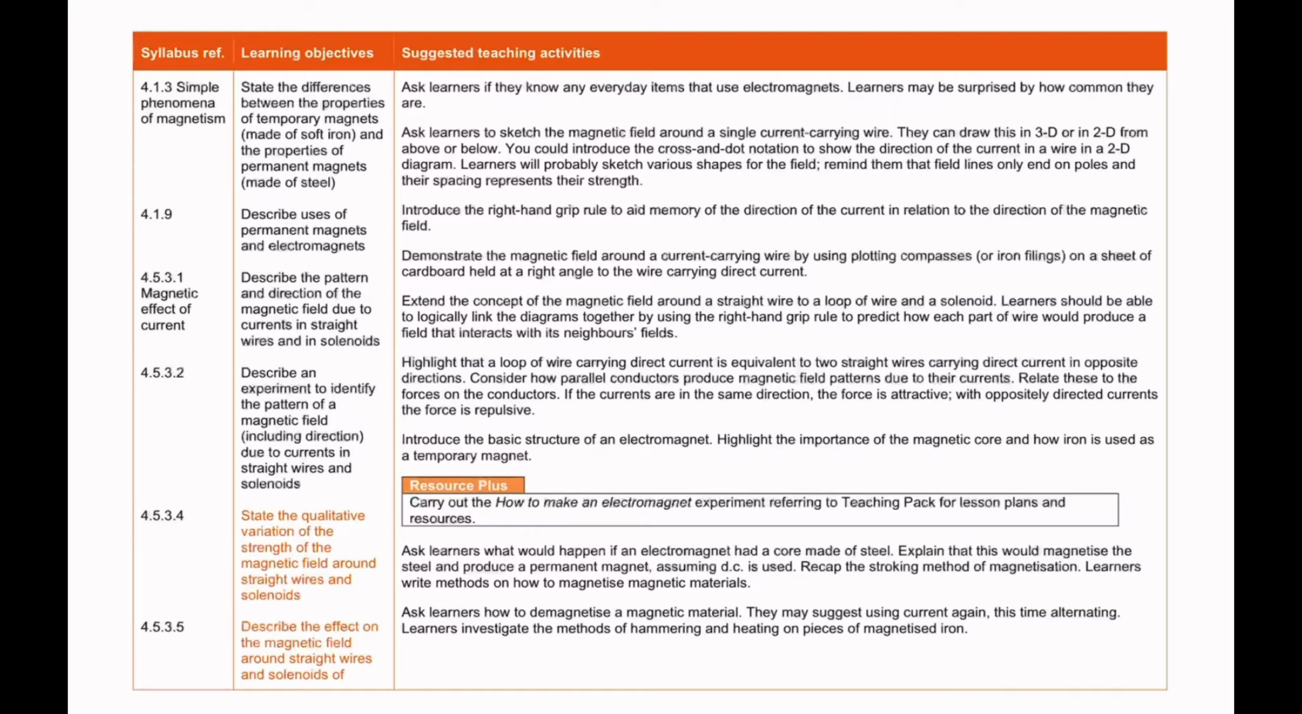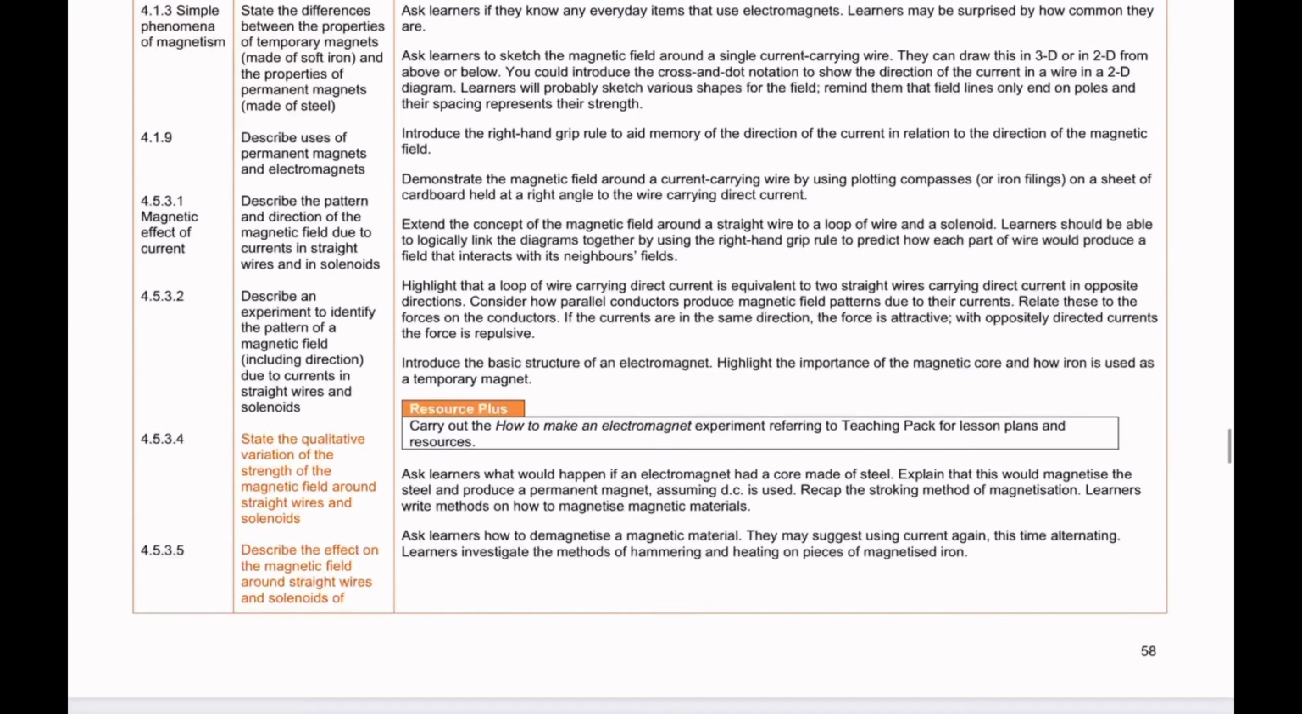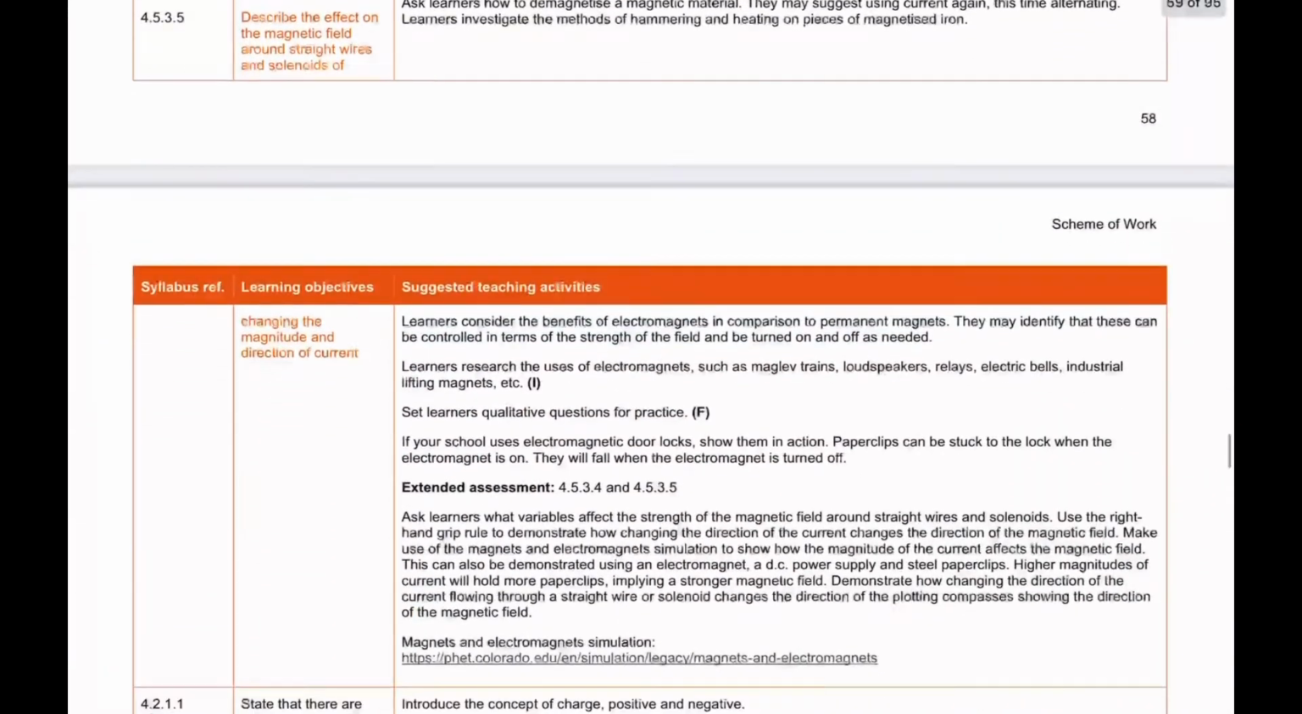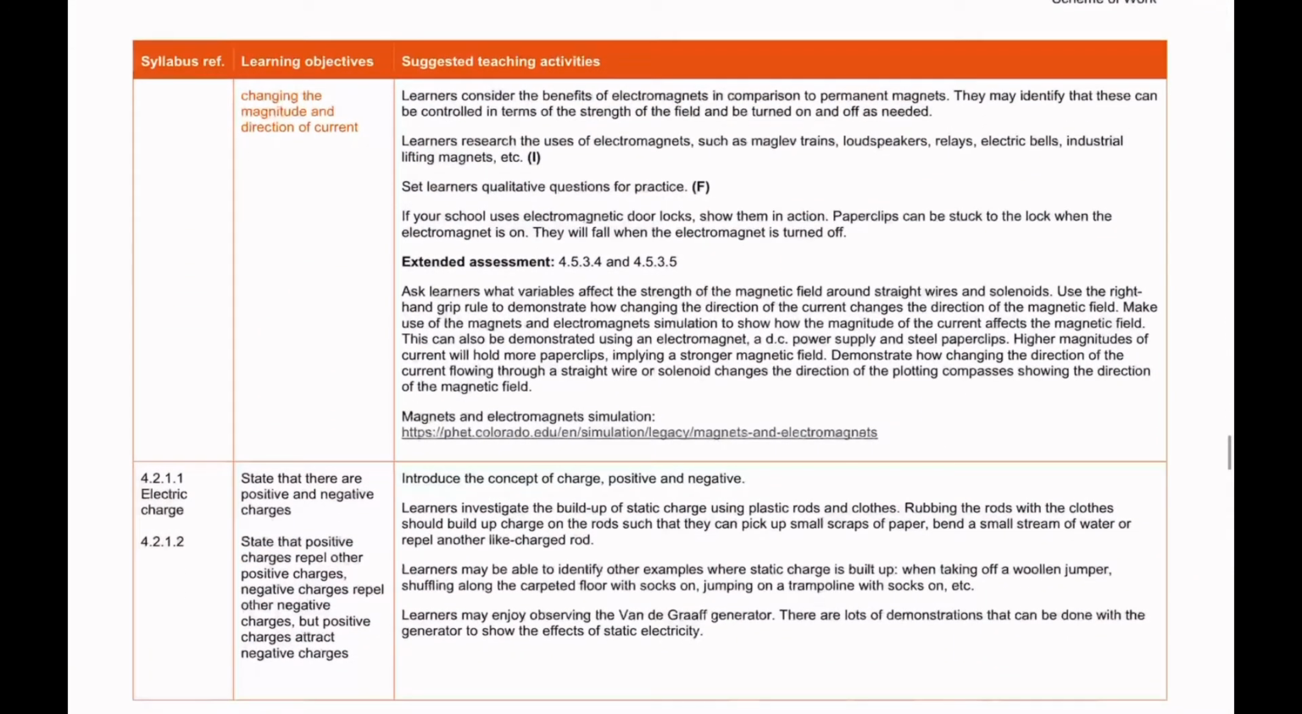Key concept 4.5.3.1 Magnetic effect of current. Learning objectives. Describe the pattern and the direction of the magnetic field due to currents in straight wires and in solenoids. Describe an experiment to identify the pattern of the magnetic field, including direction, due to currents in straight wires and solenoids. State the quantitative variation of the strength of the magnetic field around straight wires and solenoids. Describe the effect on the magnetic field around straight wires and solenoids of changing the magnitude and direction of current.